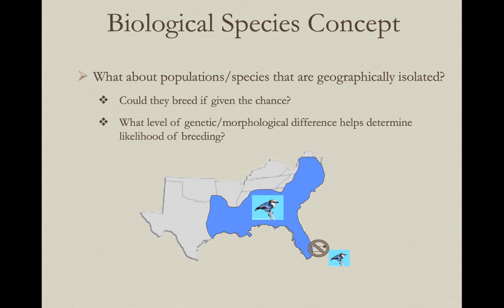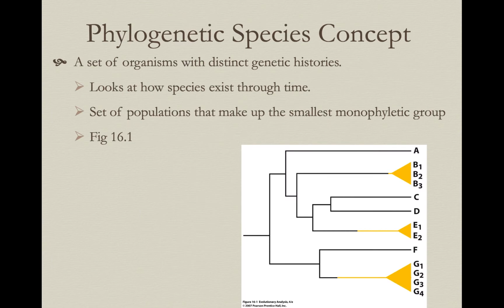Well, that's not probably the best way of doing it, but can we use this information in other ways in another species concept? And that leads us to the phylogenetic species concept. Here, a set of organisms is defined as a species if they have a distinct genetic history from other groups. So this is looking at how species exist through time, which is associated with have they interbred in the past or have they been genetically isolated.